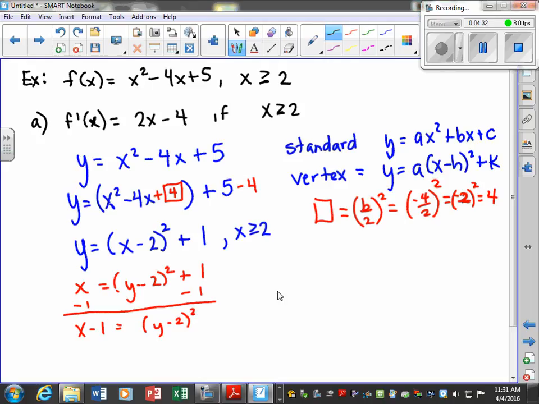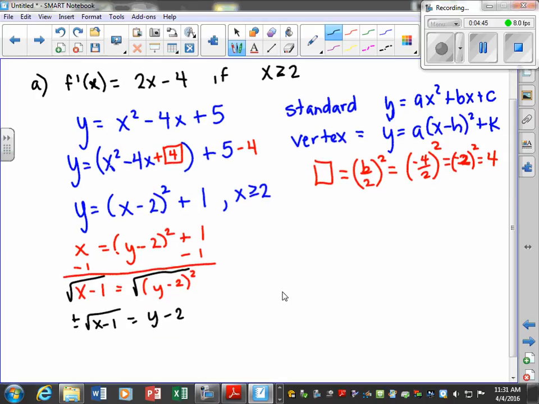Okay, so how do we undo this square? Take the square root of both sides. You're going to get plus or minus the square root of x minus 1 is equal to y minus 2. We're trying to get y by itself, so let's add 2 to both sides. So we're going to get f inverse of x is going to be the square root of x minus 1 plus 2. And why do we not use the negative one? Because we're restricted, right? So just the positive value up here. So we have our f inverse of x.